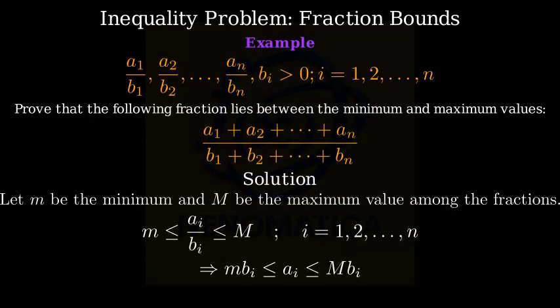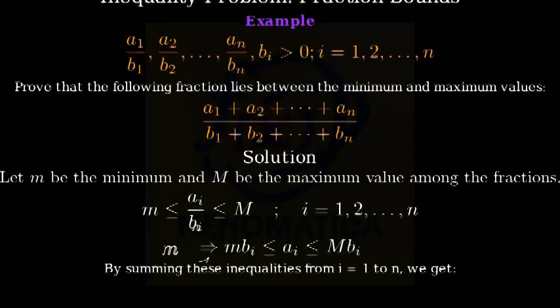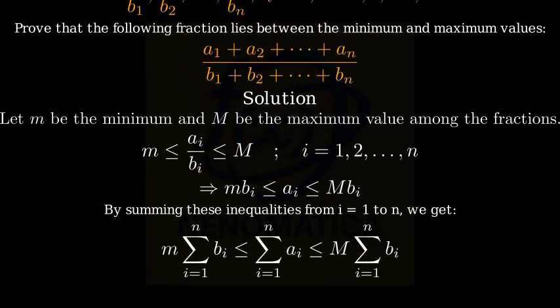By multiplying all sides by bi, which is positive, we get m times bi is less than or equal to ai, which is less than or equal to M times bi. Now, let's sum these inequalities for all values of i from 1 to n. By adding all these inequalities, we get m times the sum of all bi is less than or equal to the sum of all ai, which is less than or equal to M times the sum of all bi.